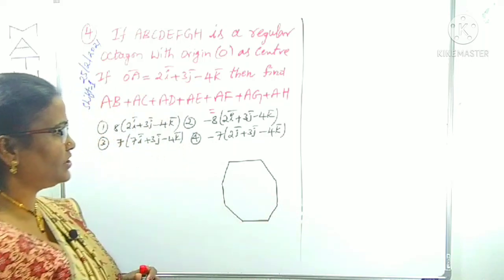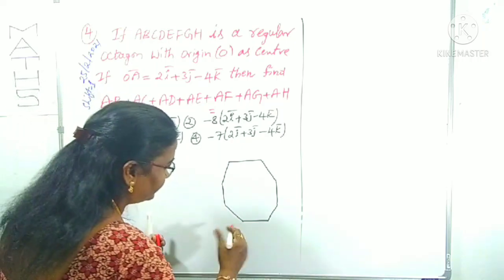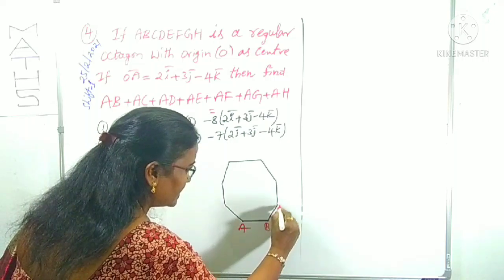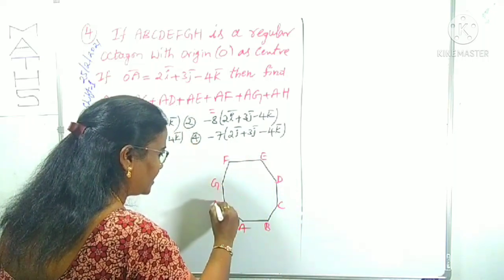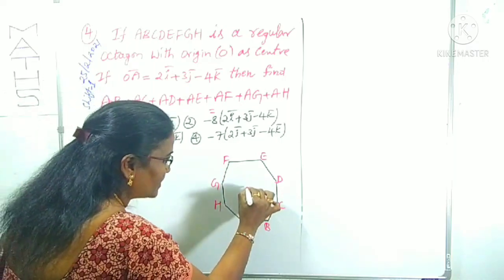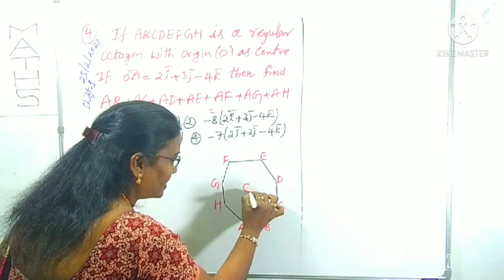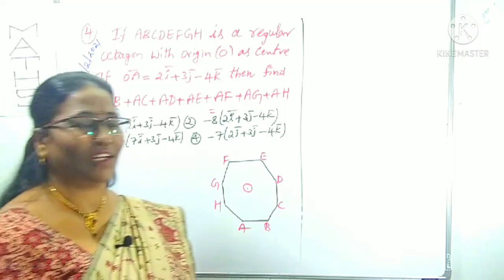Yes, this is the shape of the regular octagon. There are the vertices here: A, B, C, D, E, F, G, H. There are the 8 vertices, and given that O is the origin and also its center. This is called the origin as well as its center is given. Clear?